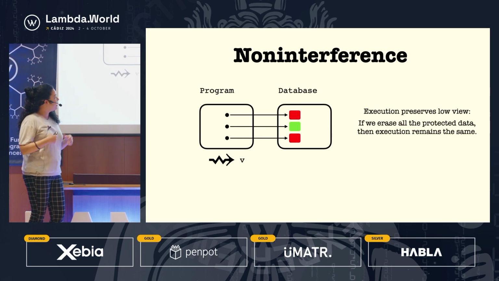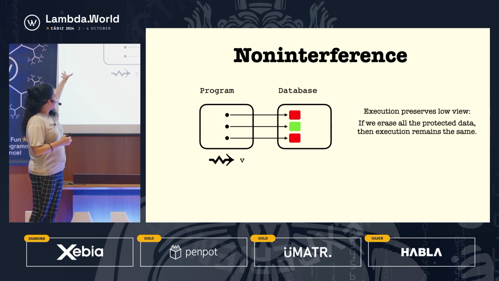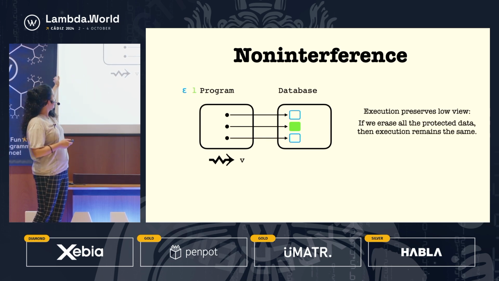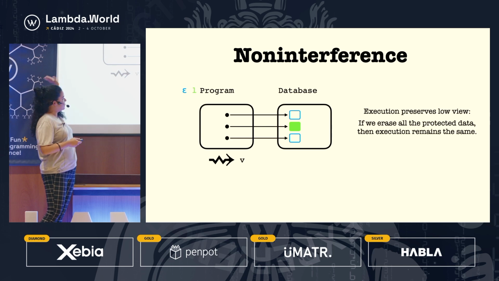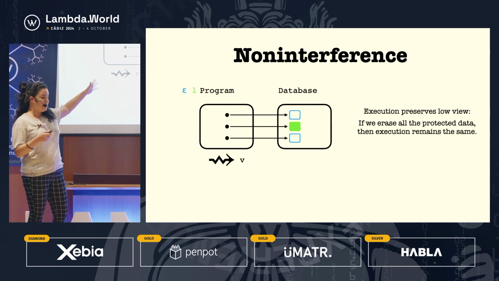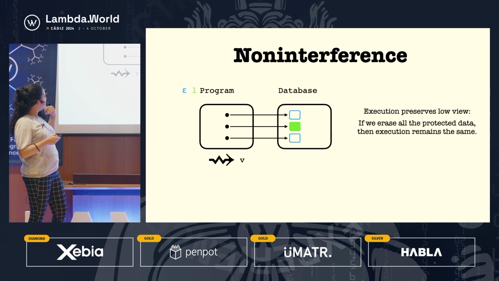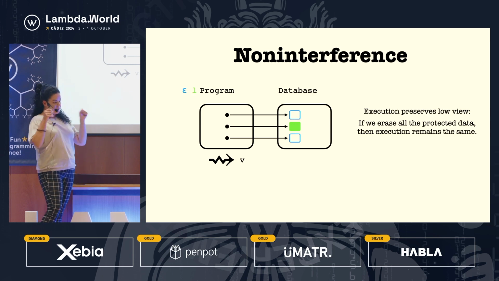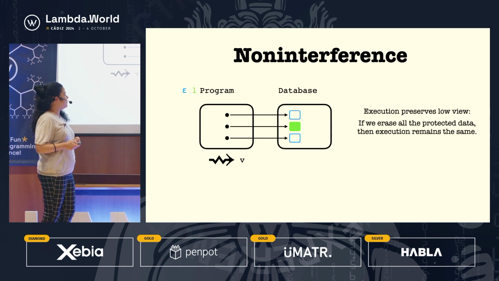And the idea for the proof is that we have the program, it manipulates data, and if we erase all the protected data, so if we use this erasure function that removes everything that is secret, the value should not change, right? So if my access is public and I run this function, the execution of the program should be the same as if I erase, like replace with hole, all my private data.